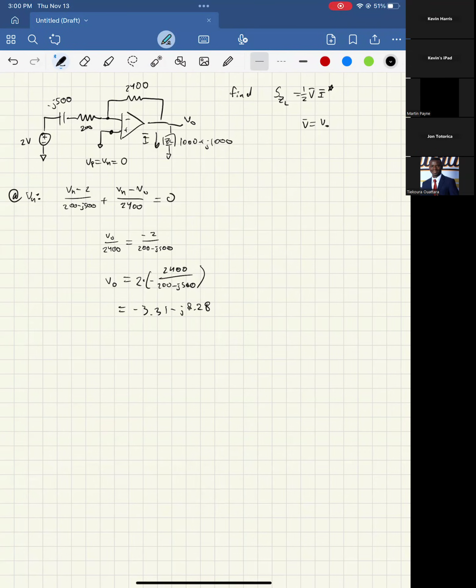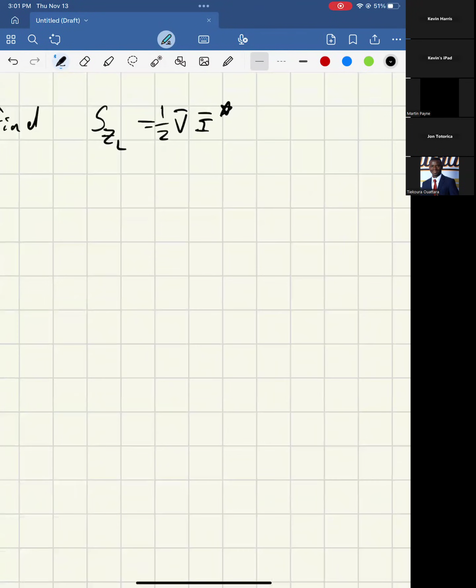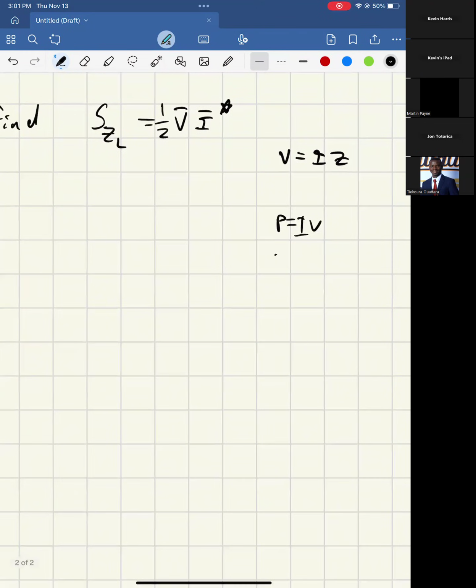Okay. And now we're going to say, okay, now that we have V out, this is the same as V bar for that ZL, right? And now we want to find SL. So one thing here is you can note that V still equals IZ, right? So just like when we had P equals IV from real time domain stuff, this could also be written as I squared R or V squared over R.